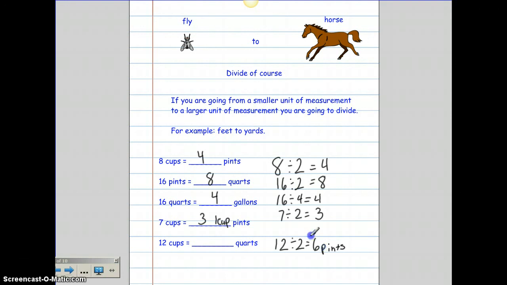Now I'm going to go from pints to quarts. I know that there are 2 pints for every quart, so I'm going to take 6 and divide it by 2. 6 divided by 2 gives me 3. So there are 3 quarts. So 12 cups will make 3 quarts.